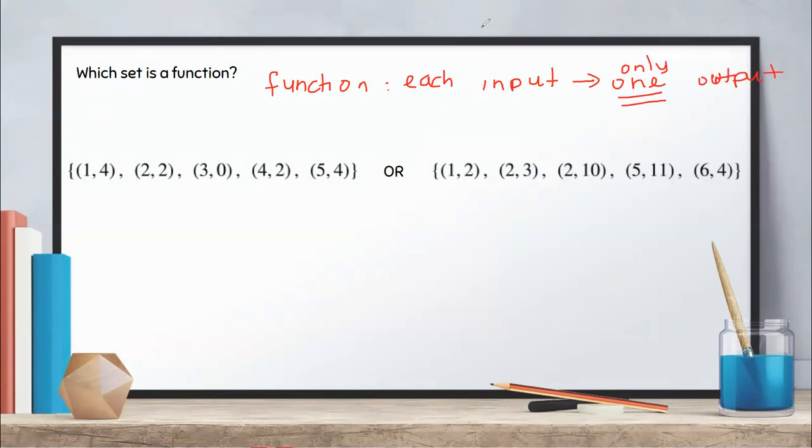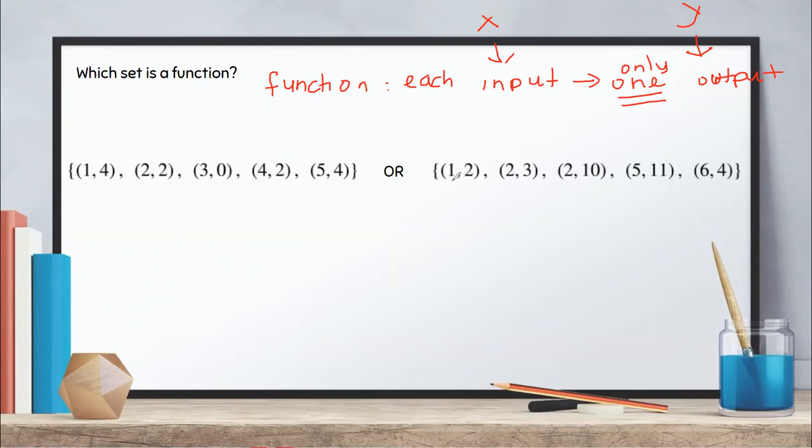And remember that your X values are your inputs and your Y values are your outputs. So what we need to do is just make sure that none of the X values are repeating themselves. If the X values are repeating themselves, then we know that it's not a function. So I'm going to check on the first one, this set, with 1, 4, 2, 2, 3, 0, 4, 2, and 5, 4. So this works out, right? Each X value is only represented one time. 1, 2, 3, 4, and 5.